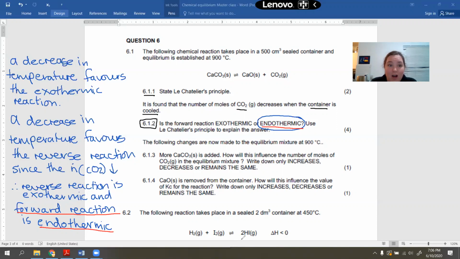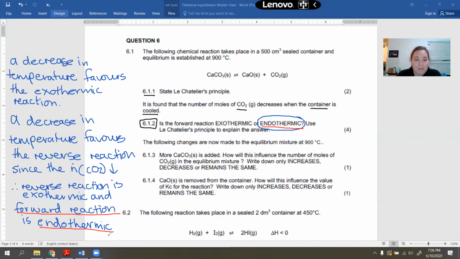It's a little bit of a harsh reality because a lot of people got some of this right but missed the bits where they were going. You had to be very clear here because we're talking about both forward and reverse reaction. So you've got to be very clear that it is the forward reaction which is endothermic.